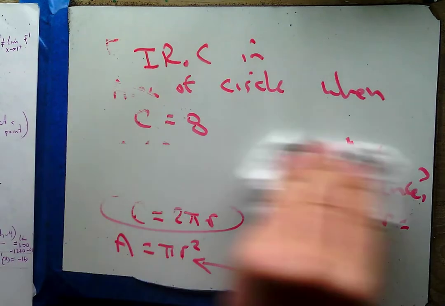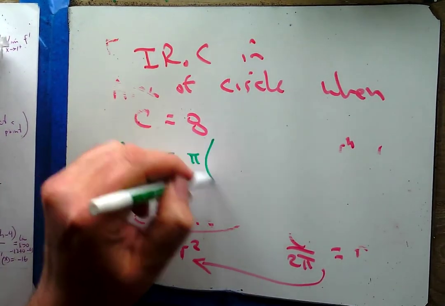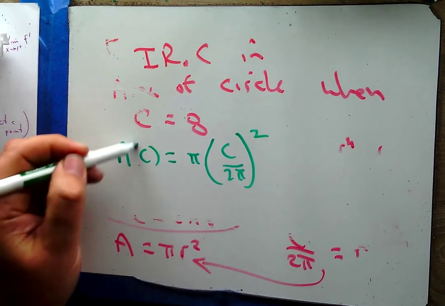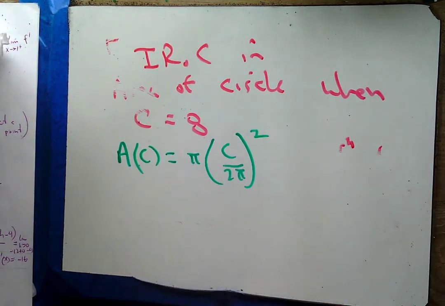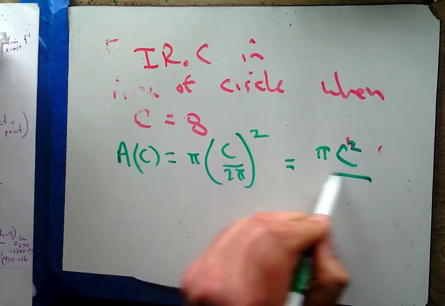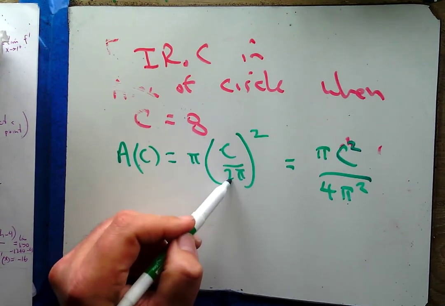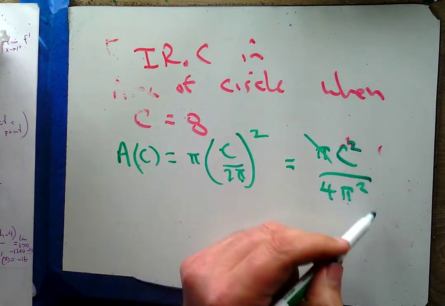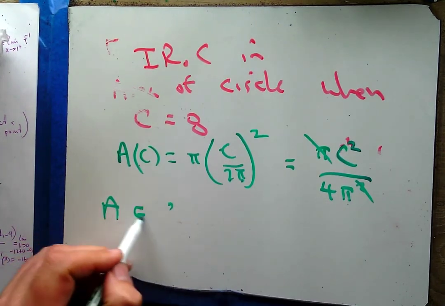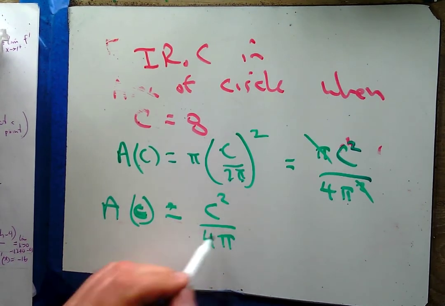So what do I get then? I get area equals pi times (c over 2 pi) squared. Now area isn't a function of radius, it's a function of circumference. So we get pi times c squared over 4 pi squared, right? Because I'm not just squaring that, but squaring this and squaring this. So we can cancel here, and so area as a function of circumference will be c squared over 4 pi.